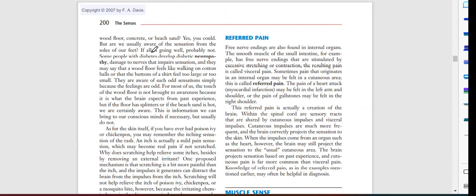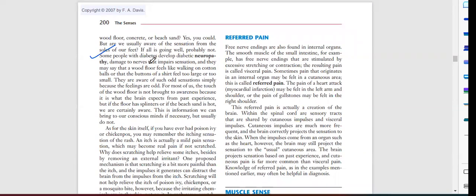But are we usually aware of sensation from the sole of our feet? If all is going well, probably not. Some people with diabetes develop diabetic neuropathy, damage to nerves that impairs sensation, and they may say that a wood floor feels like walking on cotton balls, or that the buttons of a shirt feel too large or too small. They are aware of such overt sensations simply because the feelings are odd.